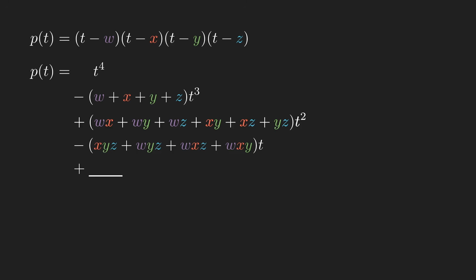Last but not least, the constant term. There's only one way to get a term without any t's, and that's by multiplying all of w, x, y, and z together to get wxyz.